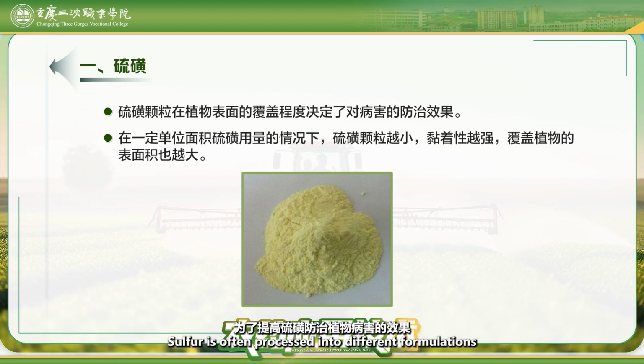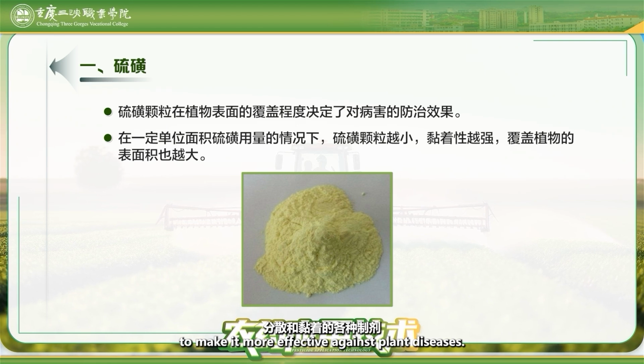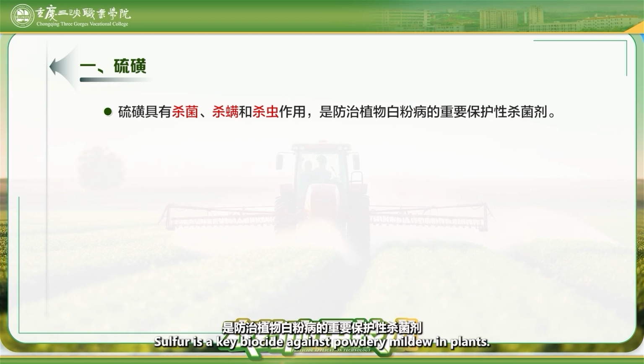Sulfur is often processed into different formulations that enhance its dispersion and adhesion to make it more effective against plant diseases. With biocidal, acaricidal, and insecticidal properties, sulfur is a key biocide against powdery mildew in plants.